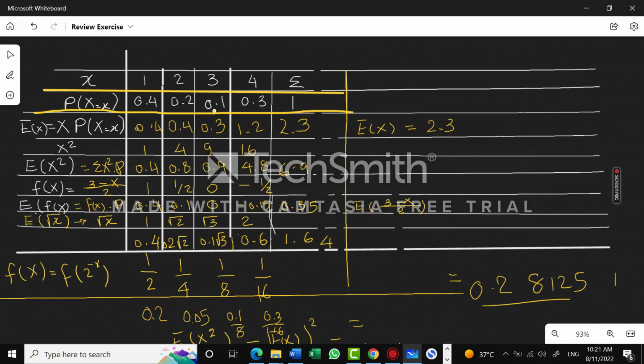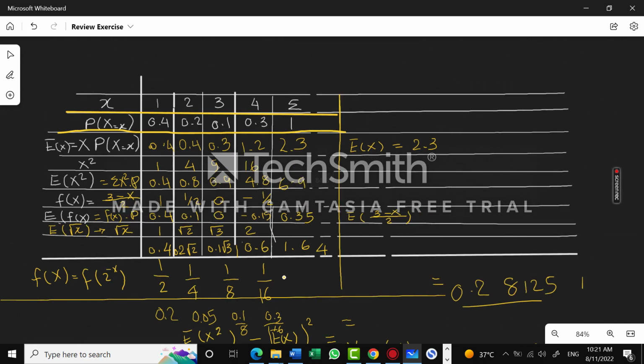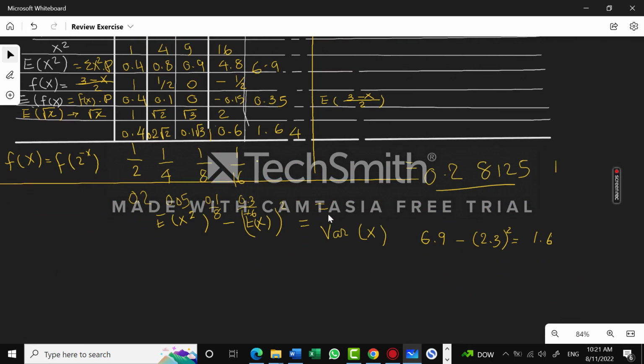If we multiply this with the same probabilities, 0.4, 0.2, 0.1, 0.3, and get the summation, the result will be 2.28125.